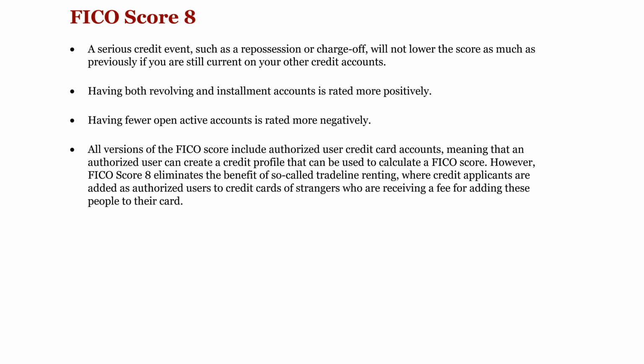All versions of the FICO score include authorized user credit card accounts, meaning that an authorized user can create a credit profile that can be used to calculate a FICO score. However, FICO Score 8 eliminates the benefit of so-called trade line renting, where credit applicants are added as authorized users to credit cards of strangers who are receiving a fee for adding these people to their card.